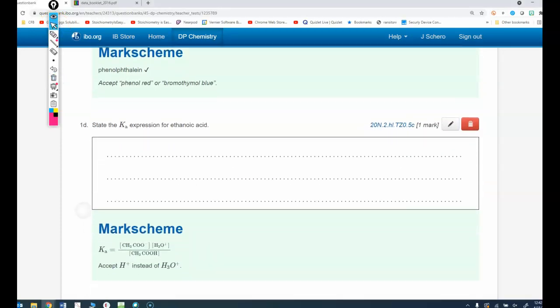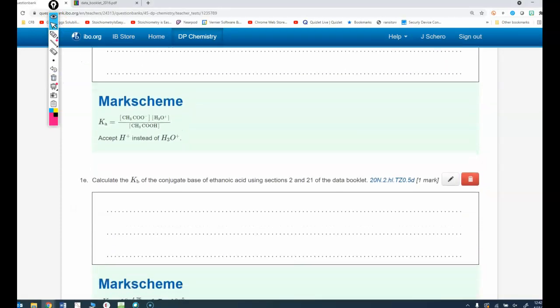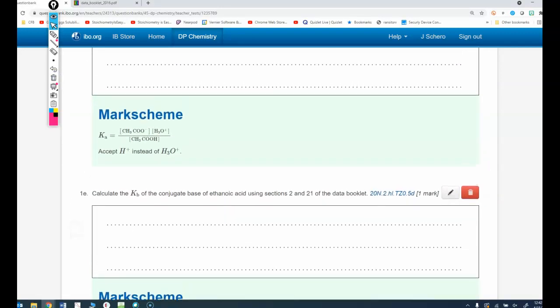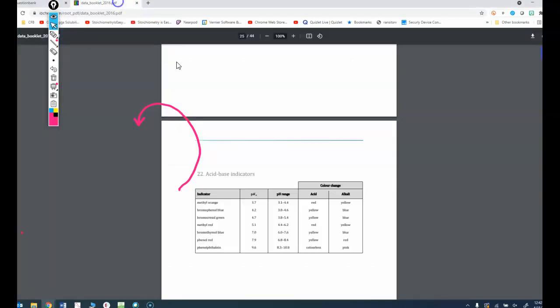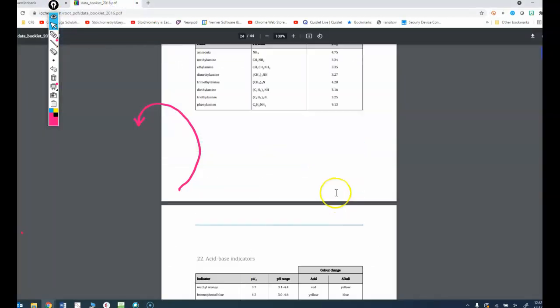Okay, so then we go on to calculate the Kb of the conjugate base of ethanoic acid using sections 2 and 21 of the data booklet. So what do they mean by that? Let's make sure we understand that the conjugate base of the ethanoic acid is that species right there. If we go look at the data booklet, which is what I'd like to do right now, let's look at section 2 of the data booklet first.